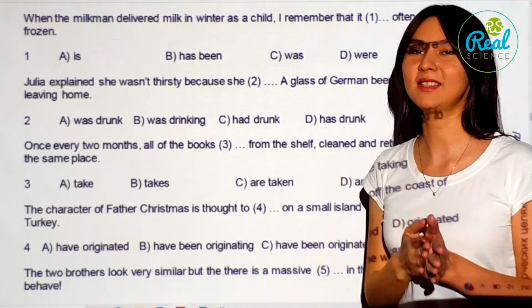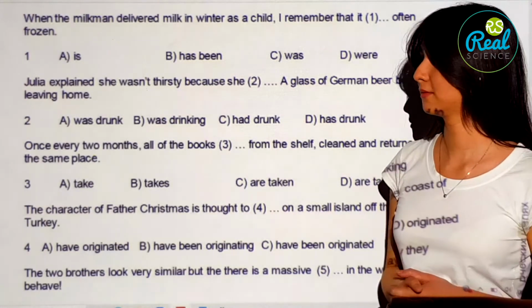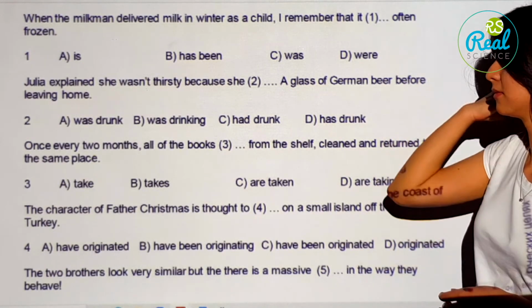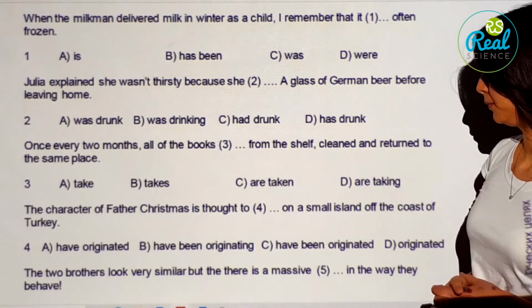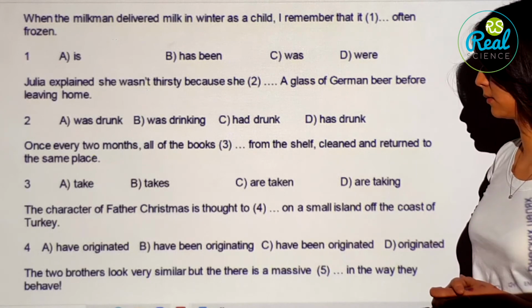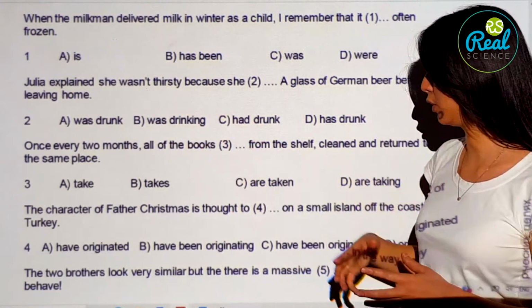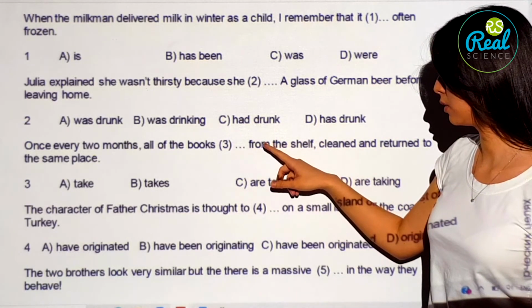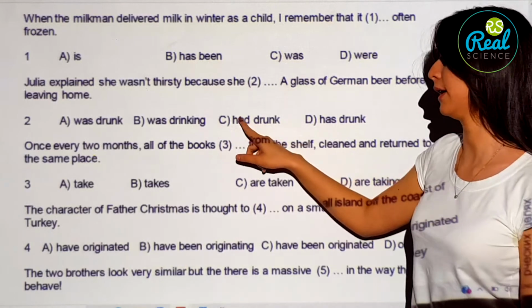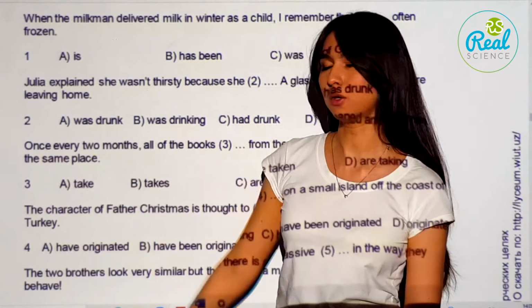Yes, David. Julia explained that she wasn't certain because she had drunk a glass of German beer before leaving home. Which answer did you choose? C1. Had drunk. Correct. Okay, very good. So next one, third one.